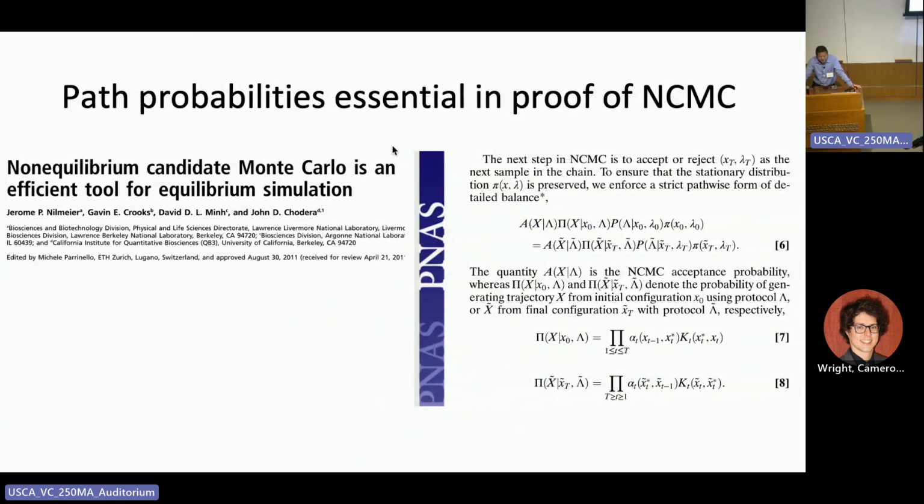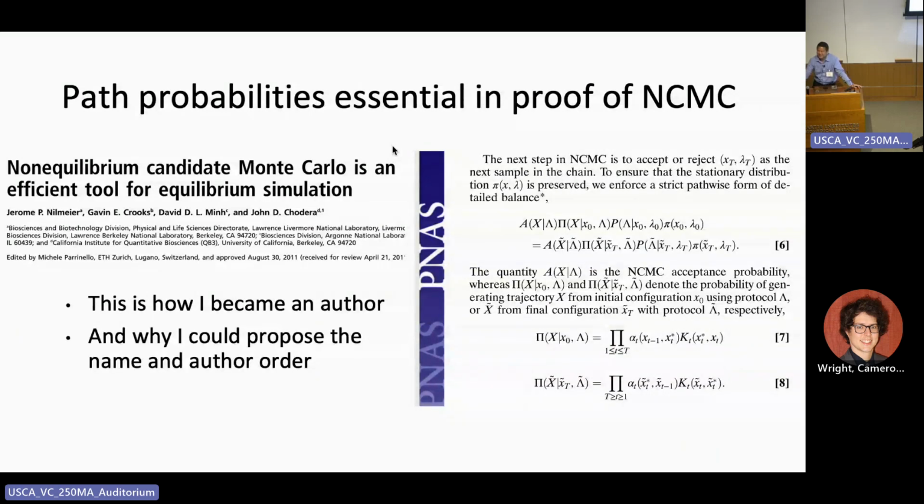But I was able to dabble into these path probabilities, then when I heard about what became known as NCMC, I was able to contribute to the derivation, and that's how I became an author, and that's how I could propose a name in the author order for this mouthful. So whenever you hear people complain about GCNCMC being a mouthful, you can thank me for it in part.